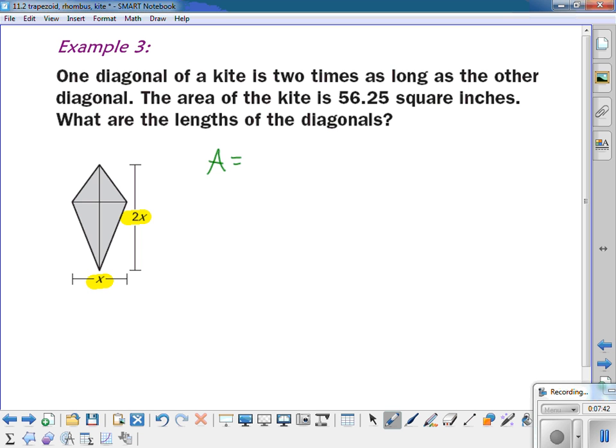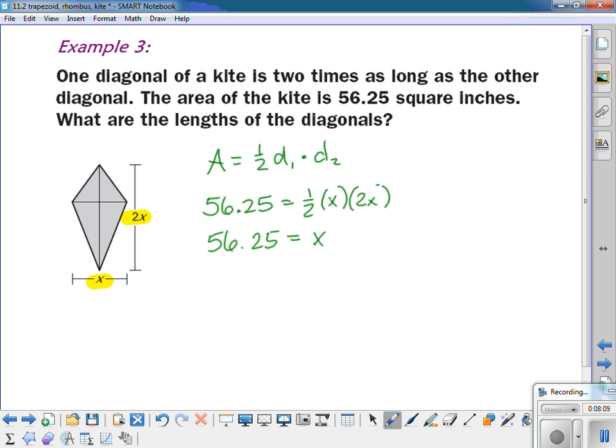So area equals 1/2 diagonal 1 times diagonal 2. They told me the area was 56.25, so I put that in for A, equals 1/2 times x times 2x. 56.25, half of 2 is 1, so we just end up with x squared.